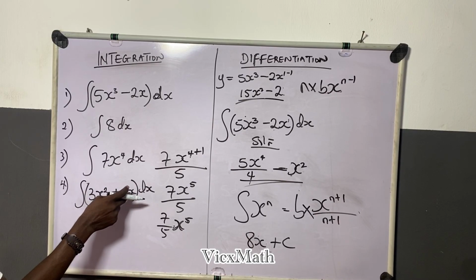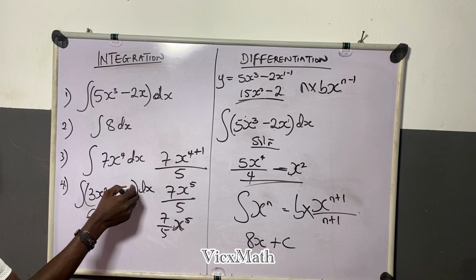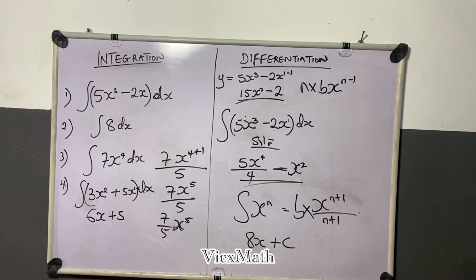Plus, now, 1 times 5 gives us 5. Then you now do, because it already has 1, 1 minus 1 is 0. Any number raised to the power 0 is 1. So x raised to the power 0 is 1. So this is your answer in differentiation.